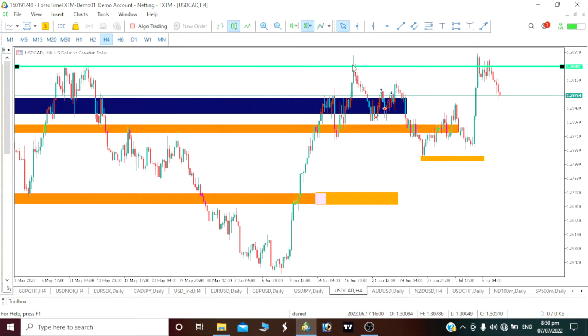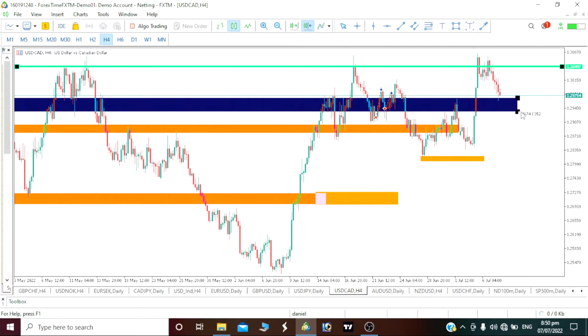Now our price pushes up to our resistance level, came back to this our support. Now we can see our price again has pushed up to this our resistance, and it has come down to this our key area here, which is our support area.